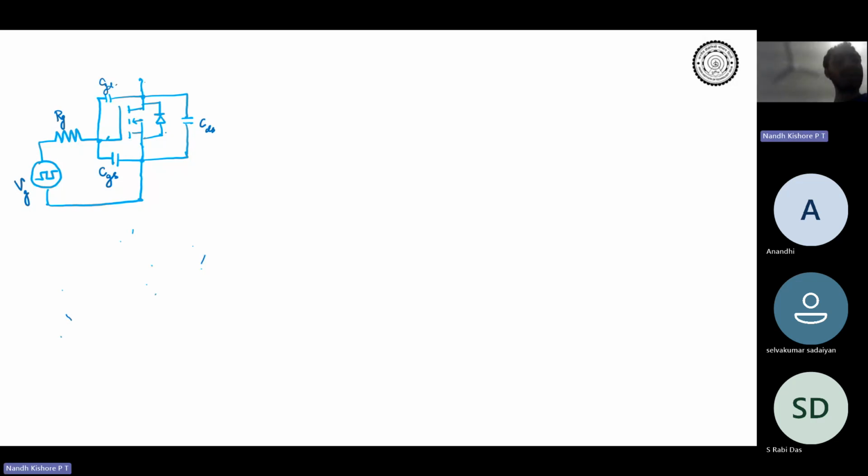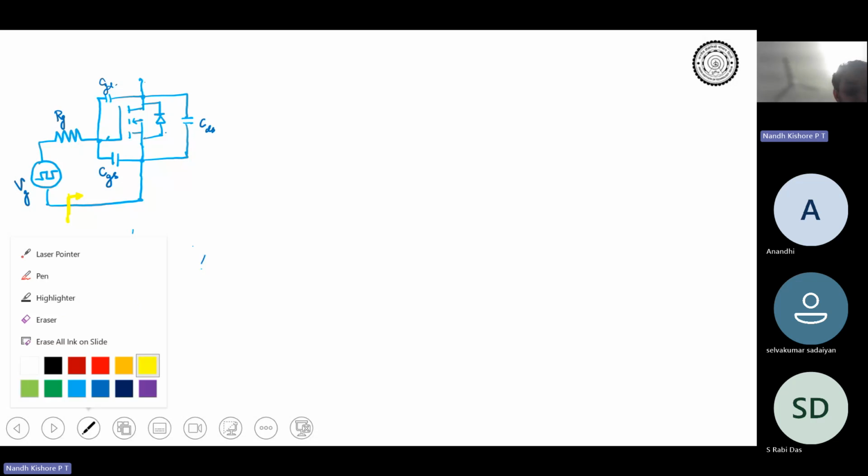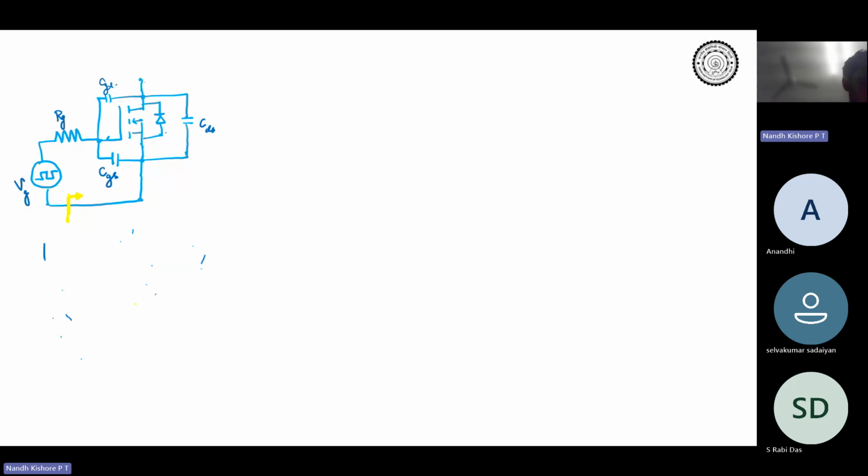Okay. So now you can understand that looking at the gate side, this is a first order network, right? How is this a first order network? The gate side equivalent circuit can simply be represented as something like VCC, which is 20 volts. This is RG, and this is CGS, right? So this is your first order approximate model.